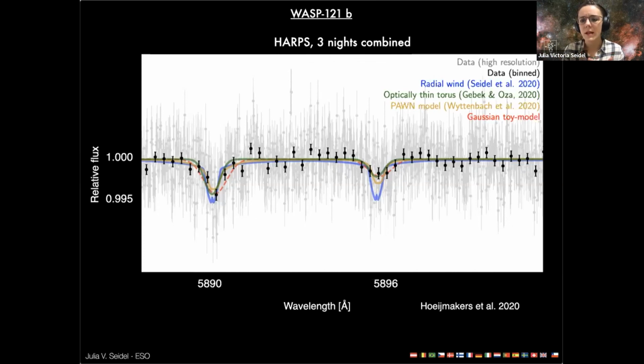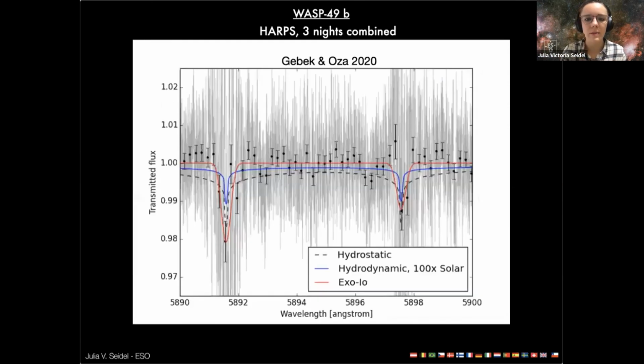And this is also super interesting, and they dove a little bit deeper in this in Gebek and Oza, where they showed that really the hydrostatic model, even if you really crank up the sodium abundance, doesn't do nearly as good a job as if you postulate what they call an exo-Io, so an Io-type moon around an exoplanet. So this is super interesting.